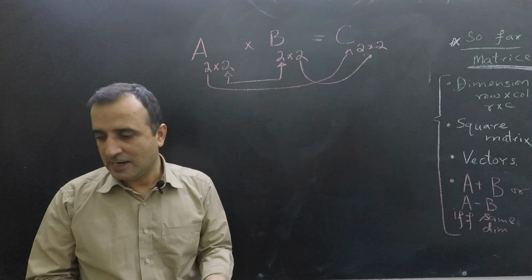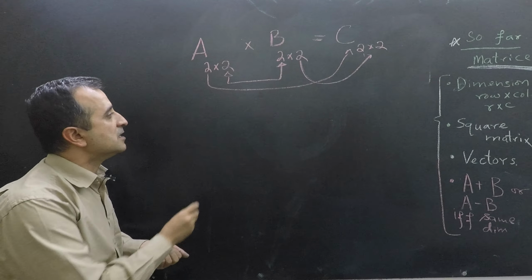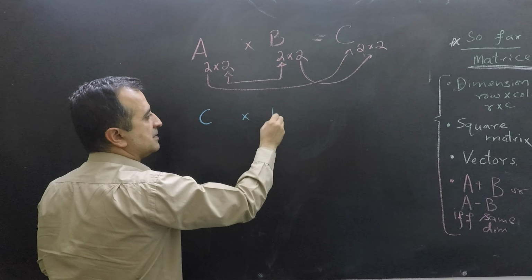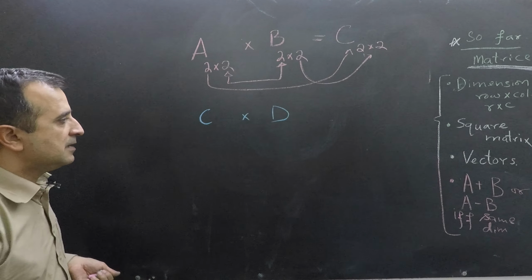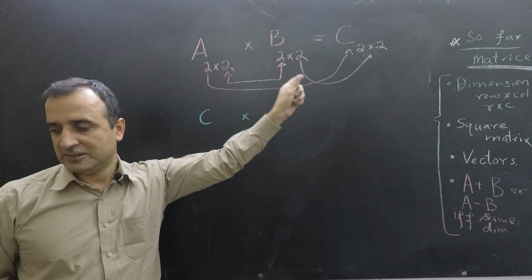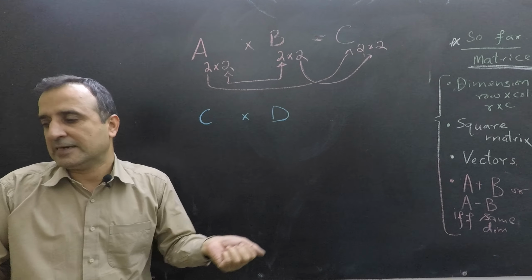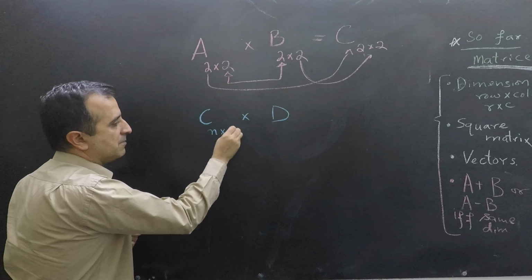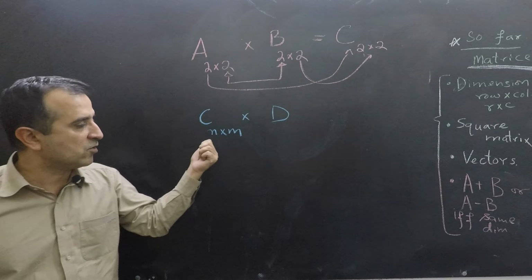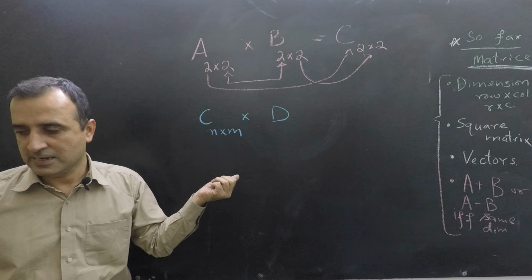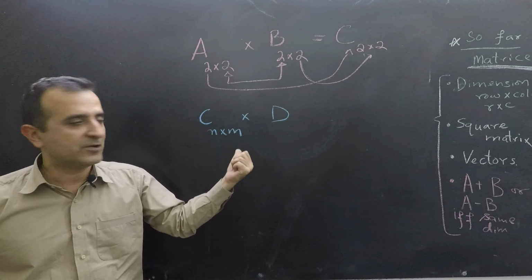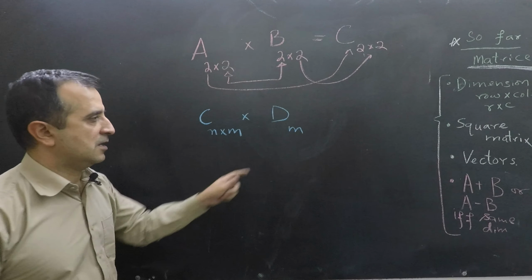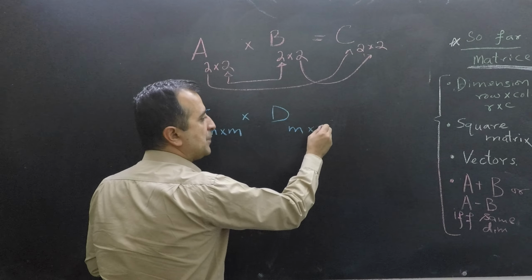To make it further clear, let's do another example so that everything is crystal clear. Let's say I have matrix C, and I want to multiply it with matrix D. In this case, instead of fixed integer dimensions, I'm writing variables that can take any value. Let's say the dimension of this matrix is n times m. It implies that matrix C has n rows and m columns, because we always write rows first and columns second. And matrix D has m rows and p columns.